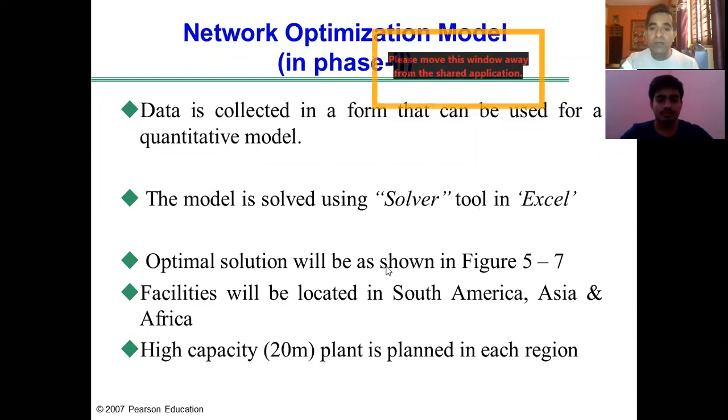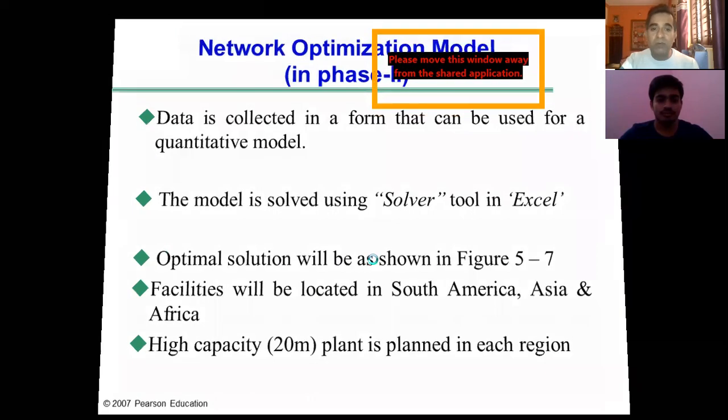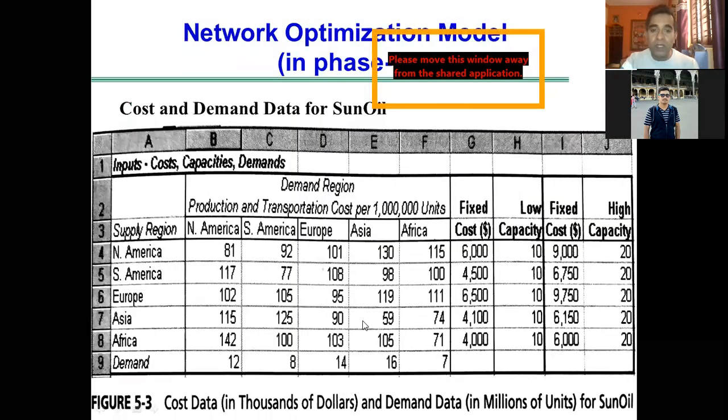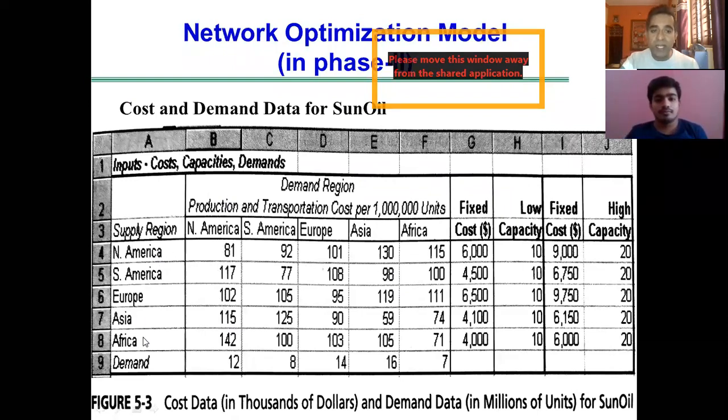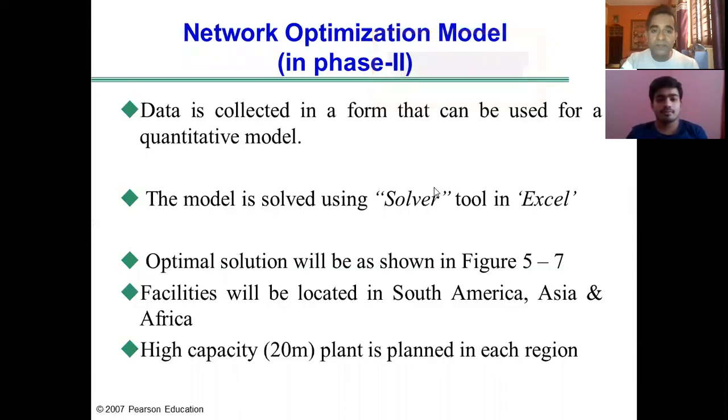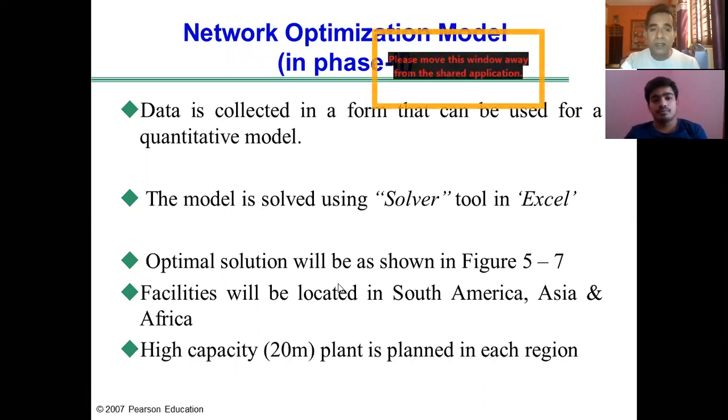The optimal solution will be as shown in figure 5.7. Once we feed the data in this format, the demand data, production and cost data, demand region, supply region, low capacity facilities, and high capacity facilities, the solver tool will create a network for the company. The optimal solution will be as shown in figure 5.7 once the data is fed into the solver tool in Excel.